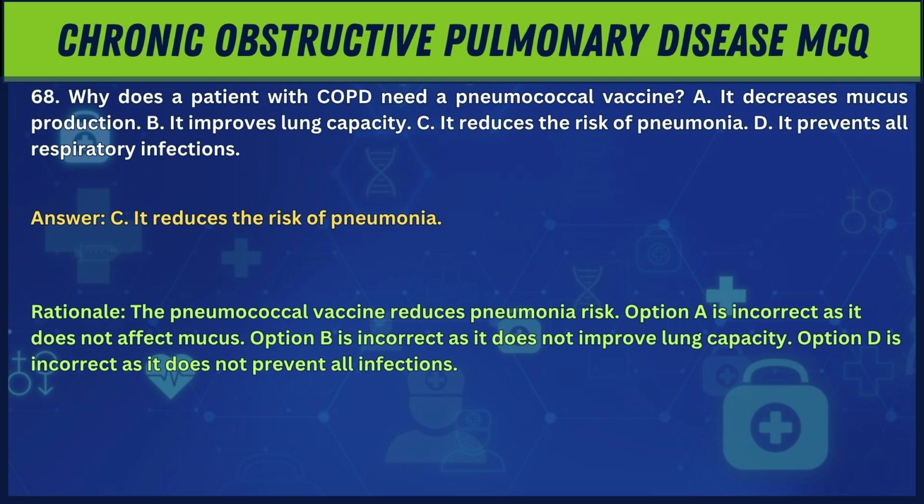Rationale: the pneumococcal vaccine reduces pneumonia risk. Option A is incorrect, as it does not affect mucus. Option B is incorrect, as it does not improve lung capacity. Option D is incorrect, as it does not prevent all infections.